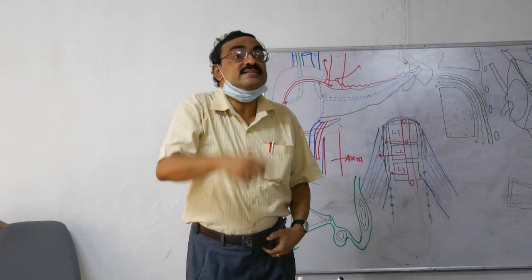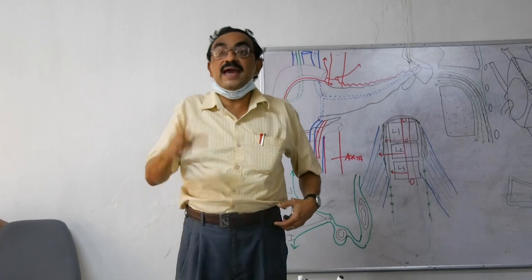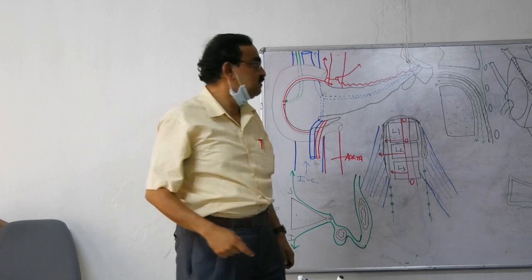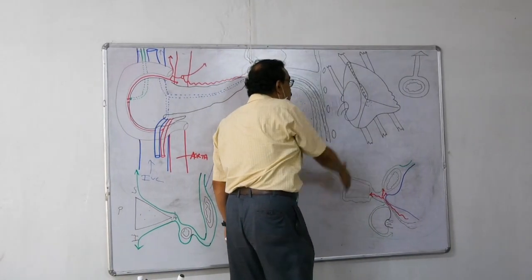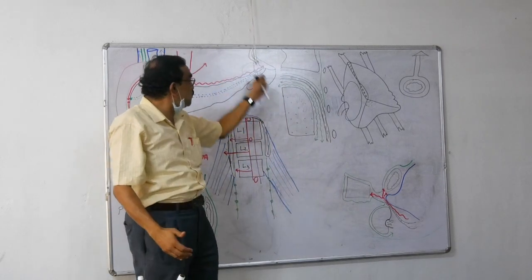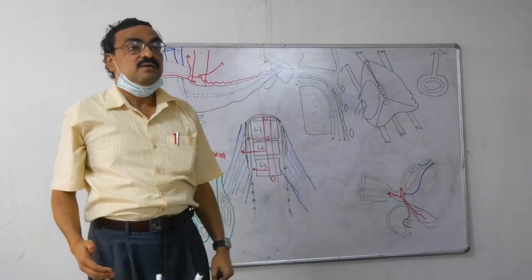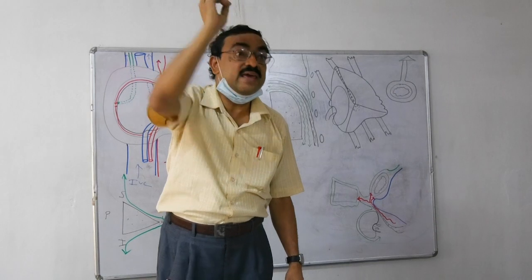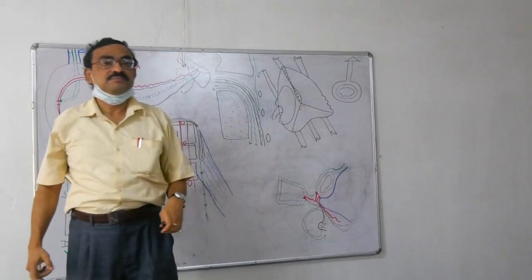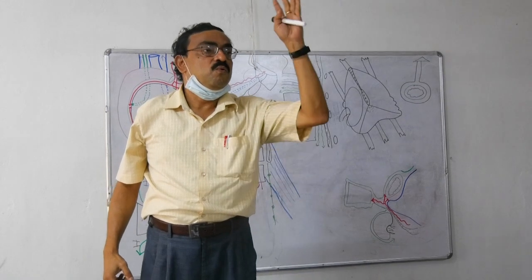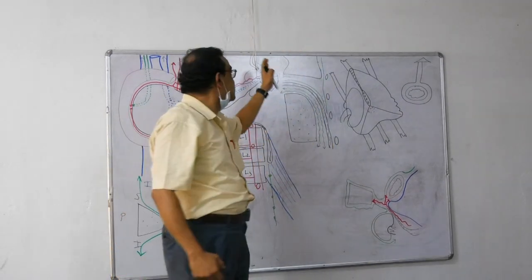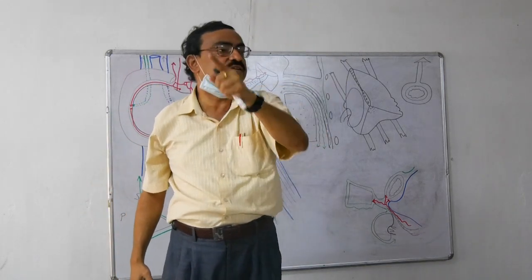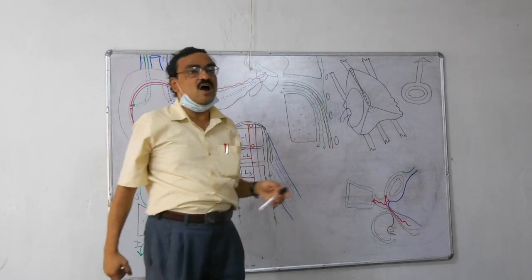And don't underestimate the tail. We should not underestimate the tail, especially when we are removing the spleen. The surgeon remains very cautious about the tail. When a surgeon is removing the spleen, which is called splenectomy, the surgeon is very, very cautious about the tail of the pancreas.